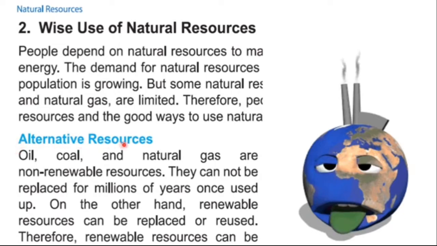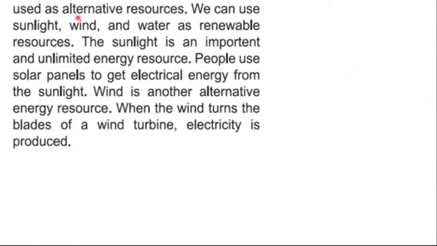Let's see. Alternative resources. Oil, coal, and natural gas are non-renewable resources. They cannot be replaced for millions of years once used up. On the other hand, renewable resources can be replaced or reused. Therefore, renewable resources can be used as alternative resources. We can use sunlight, wind, and water as renewable resources because they are unlimited in the world.